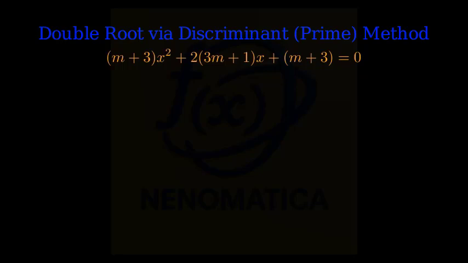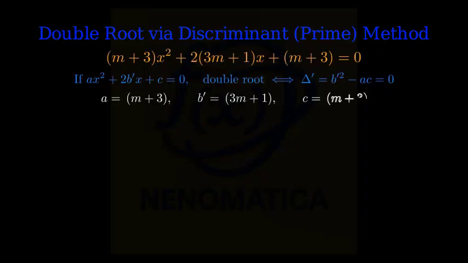For a quadratic written as ax² + 2b'x + c, a repeated root happens exactly when delta prime equals b' squared minus ac equals 0. Let's write that rule and map a, b prime, and c for our equation. Now substitute these into delta prime equals 0. We get (3m + 1)² minus (m + 3)(m + 3) equals 0.